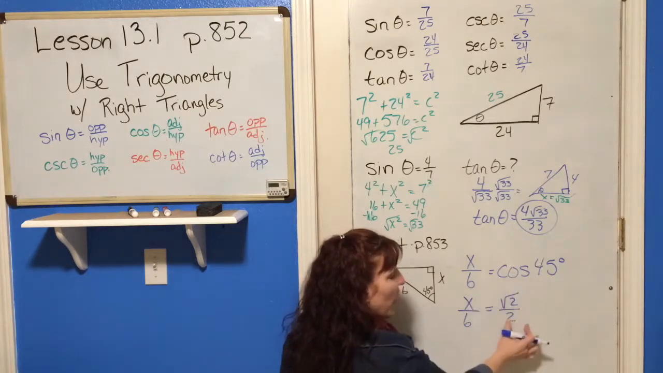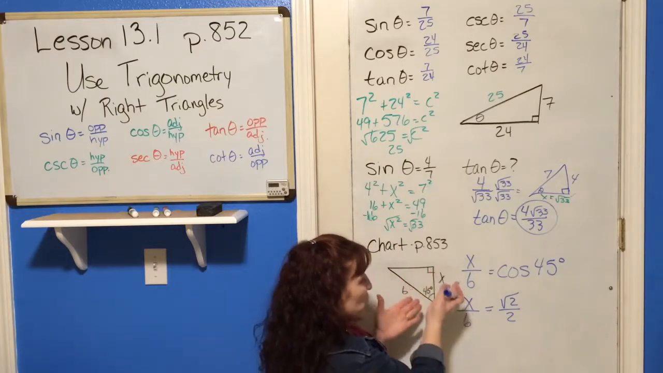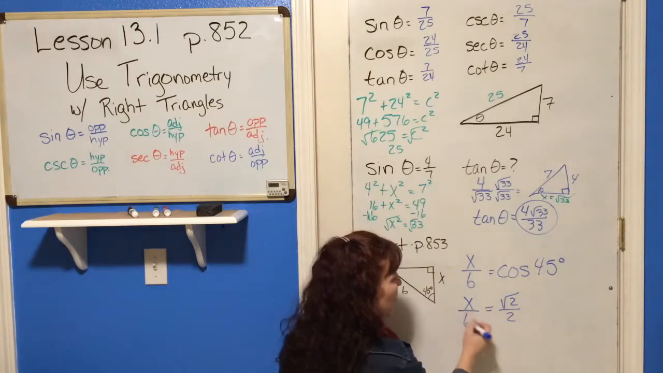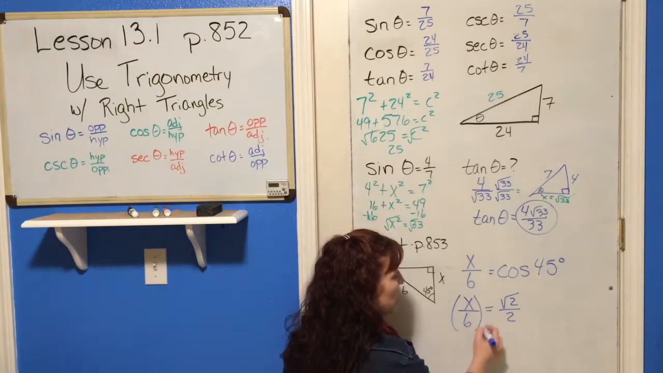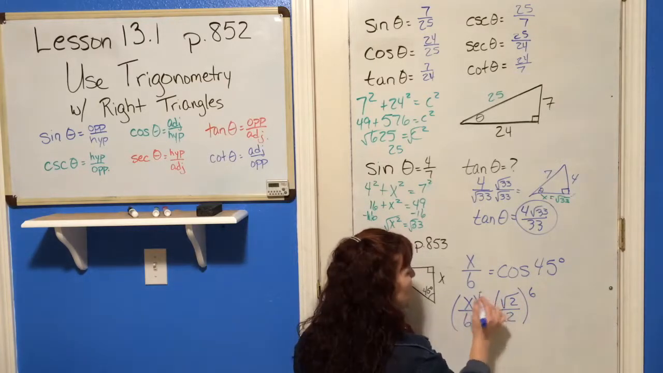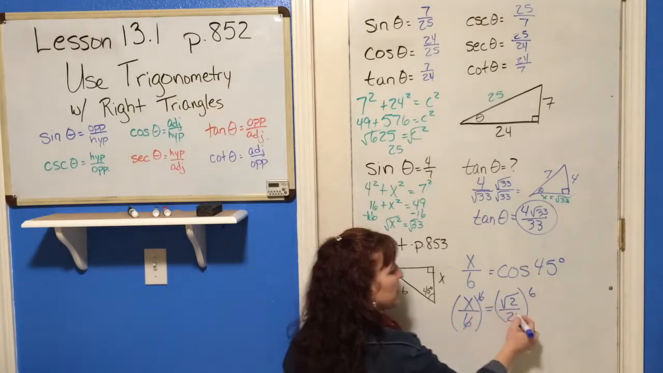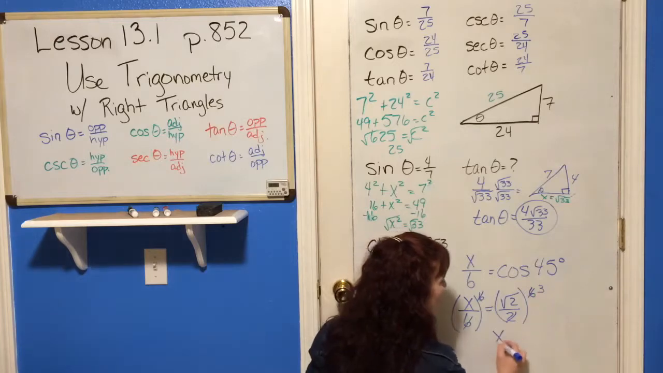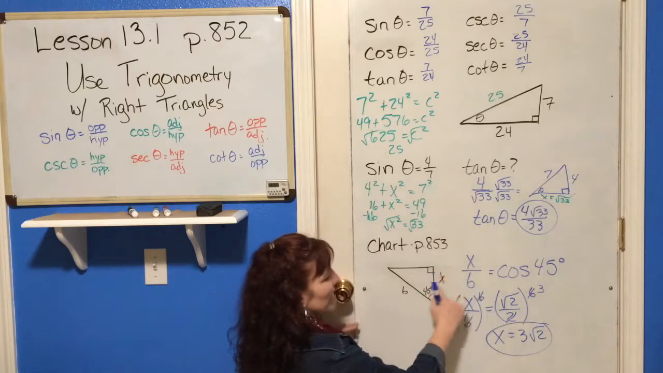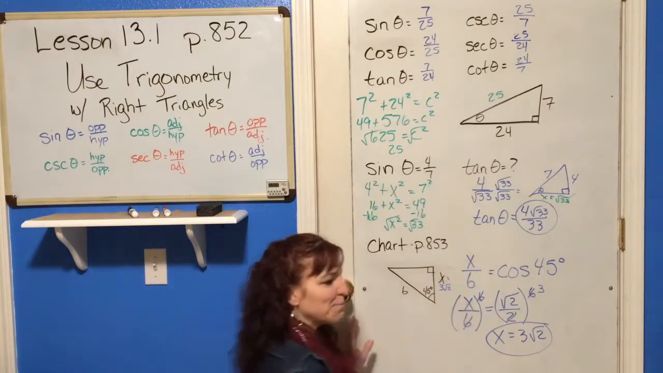So the cosine of 45 we found in our chart is square root of 2 over 2. I know the ratio of the sides is x over 6. So now I have an equation where 6 is our common denominator, our LCD. If I multiply both sides by 6, now I get x equals 3 times the square root of 2. So the length of this side is 3 square root of 2.